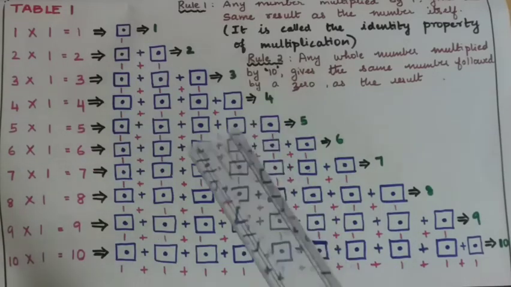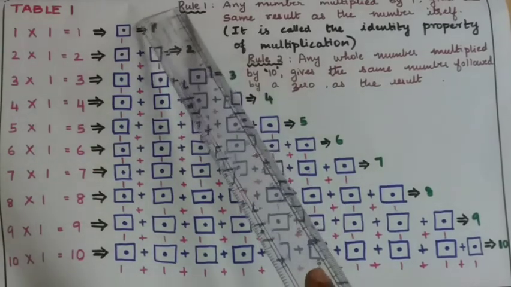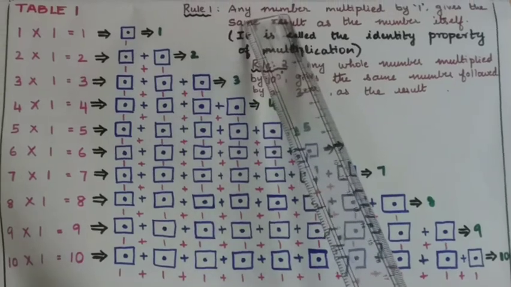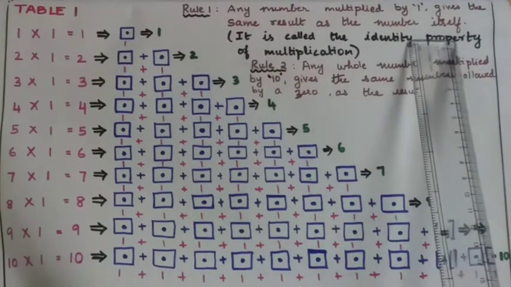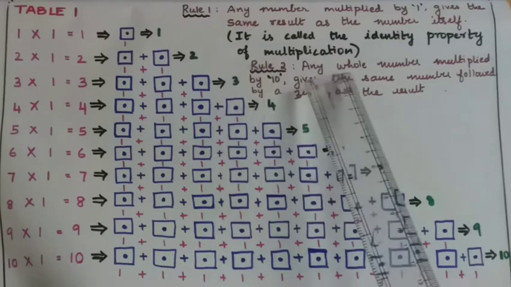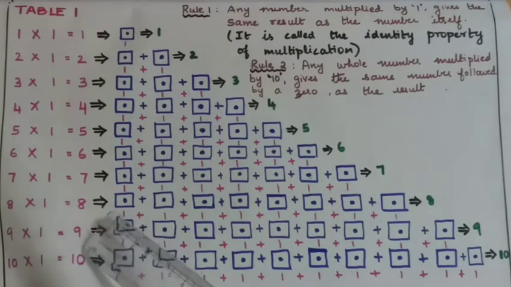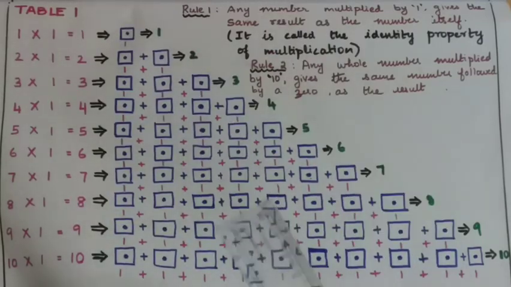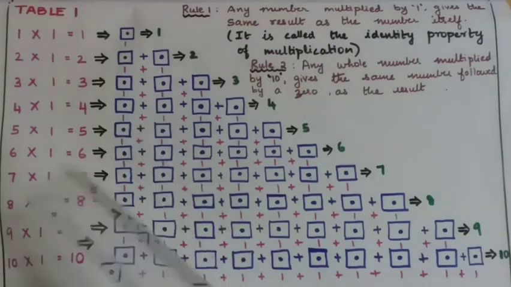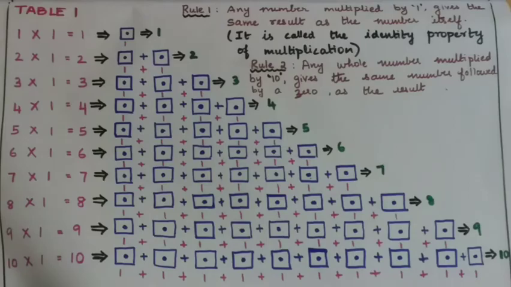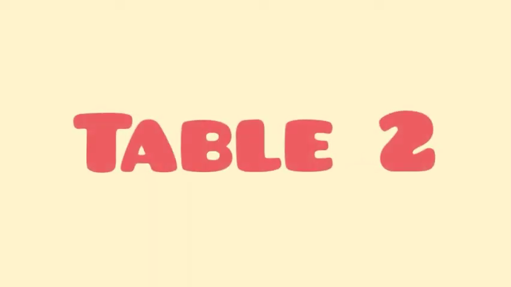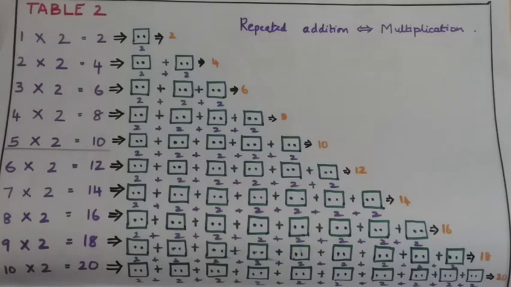So once the kids are able to read and are clear with rule 1, where any number multiplied by 1 gives the number itself, and rule 2, where any whole number multiplied by 10 gives the same number followed by a 0, then you can move to the next table, which is table 2. From table 1, the kids would have now become familiar with the format of writing tables and the way they need to read it and how the results are obtained.